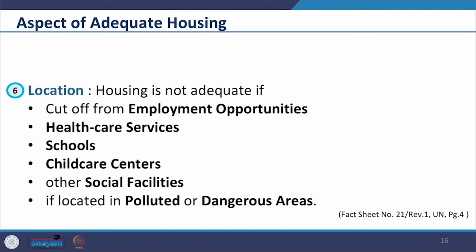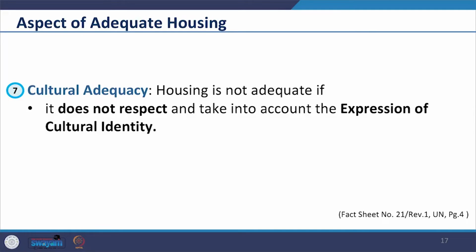We see location is also another aspect. Housing is not adequate if it is cut off from employment opportunities, healthcare services, schools, childcare centers, and other social facilities, or if it is located in polluted or dangerous areas. And finally, there should also be cultural adequacy. Housing is not adequate if it does not respect and take into account the expression of cultural identity.